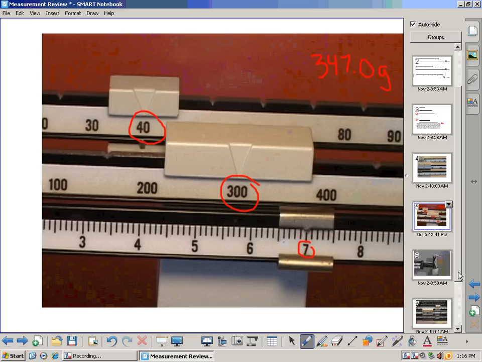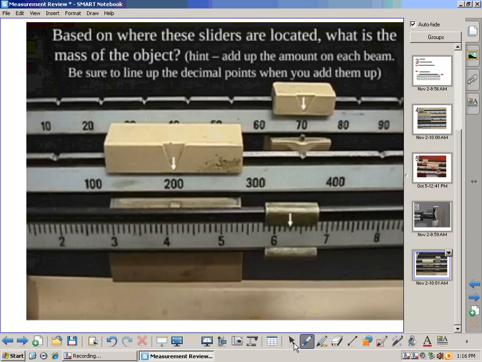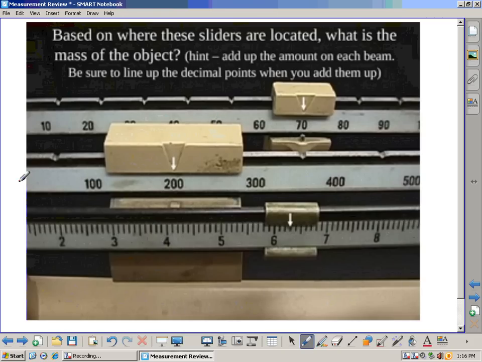So if we take a look at another example here, different balance, same idea. We start with the largest, 276. And then for the decimal place, it's however many dashes it is past the 6. So that would be 1, 2, 3 dashes past the 6. 276.3. Once again, our units are grams.